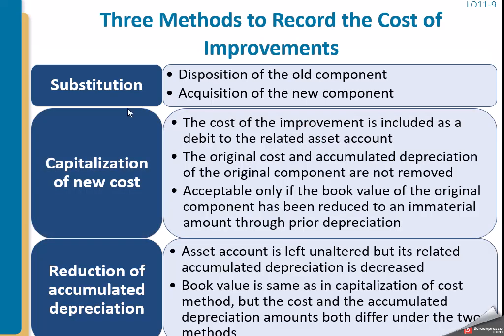Then here they give us a little summary: if we are getting rid of old equipment and getting new equipment, that would be a substitution of those assets. We still take the old one off the books and put the new one on the books. We could capitalize the new cost, directly either to the asset itself or to a related asset account, but that original cost and accumulated depreciation is still on there.